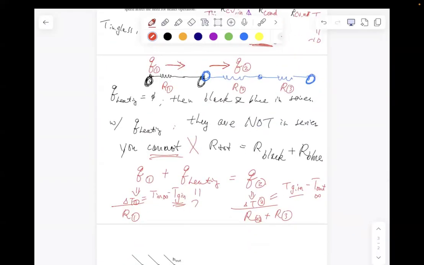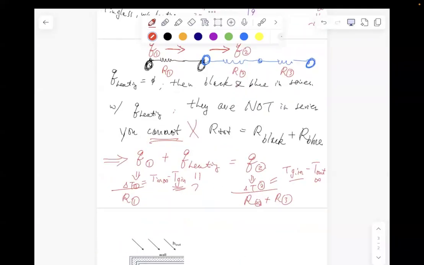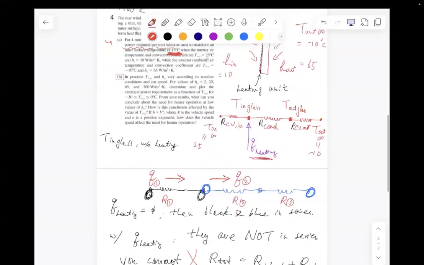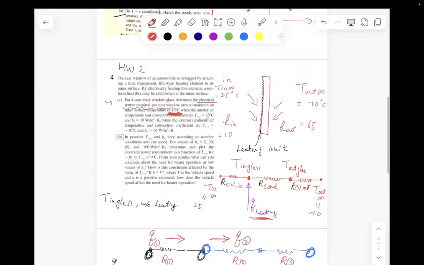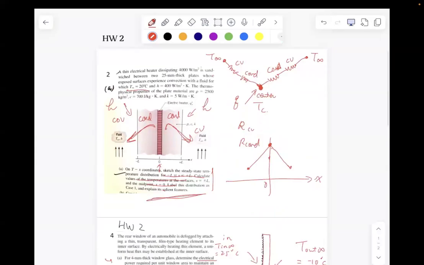So as you can see, you have one equation and one unknown, because all these temperatures are known. The only unknown that you don't have is this guy, okay? And then I use this one to show you the thermal circuit with the injection of the heat, which is also the same as this problem.